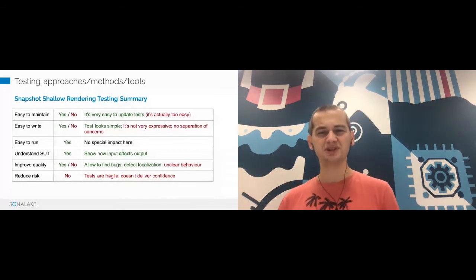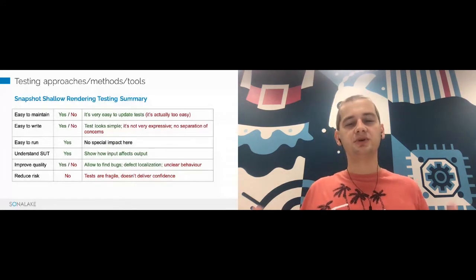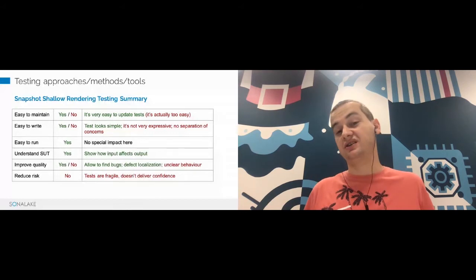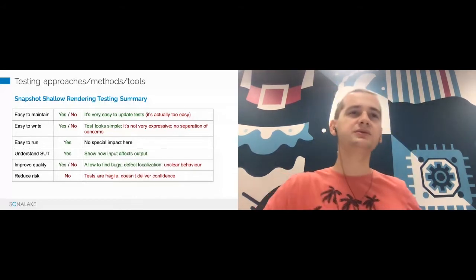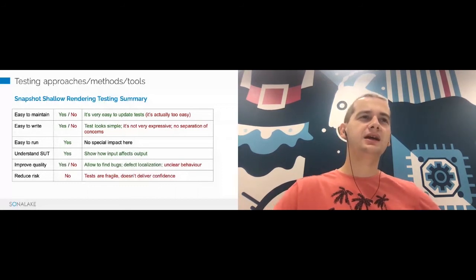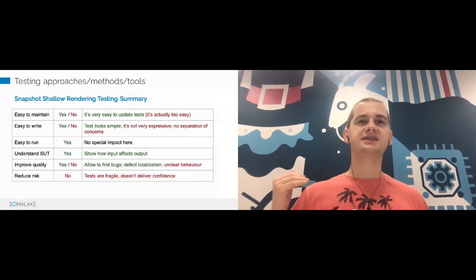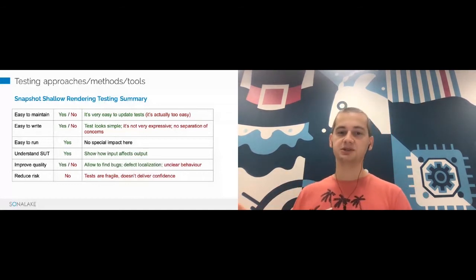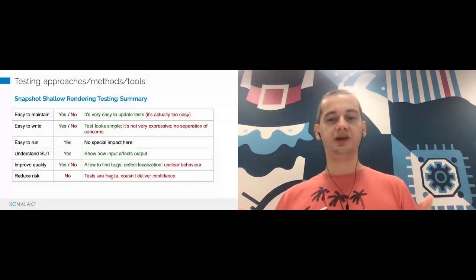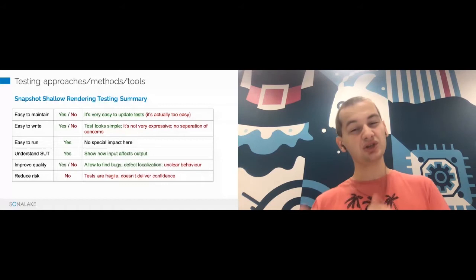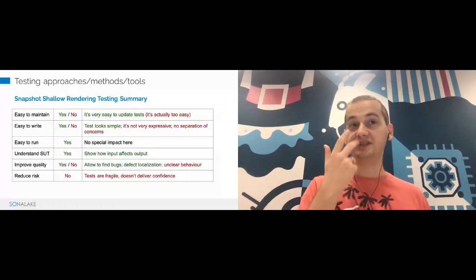It's still no separation of concerns because, as you've seen, I have a lot of components being used in one component, which is, in general, common practice. You usually have more than one component in one component. Easy to run, no special impact here. Understanding system under test, yes, that's right now much better because I get the actual result of how my component behaves. It gives me a much better understanding, and it's not as detailed as it was with full DOM rendering, so it's become a little bit better.